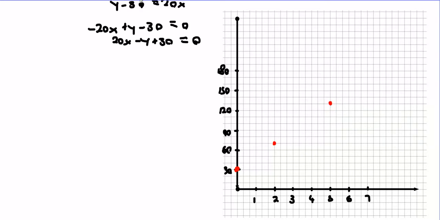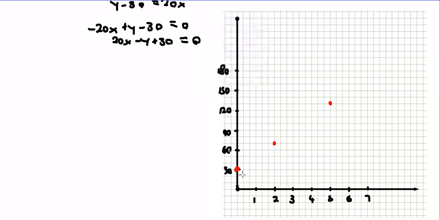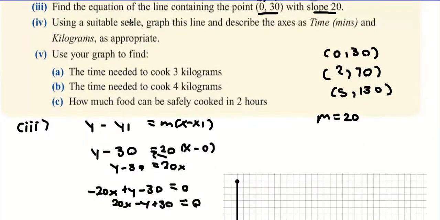And if we do this correctly, you only ever need 2 points anyway, but it should make a line for us. We can continue that line up forever. Okay. Now this is the graph of our equation of the line. So this is part 4 done.